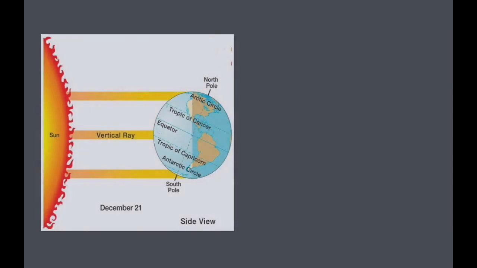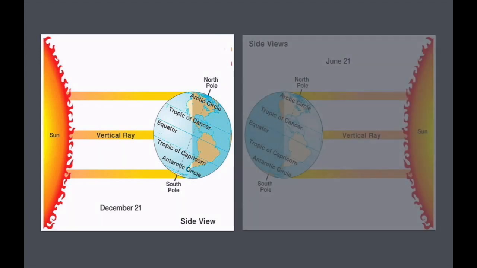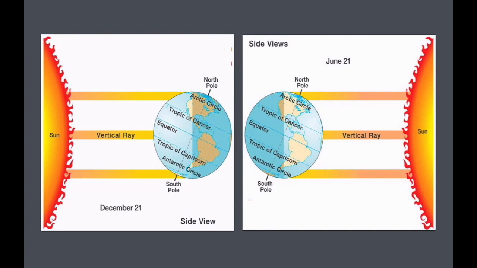So on December 21st, the northern hemisphere receives indirect rays, lower angled sun rays. On June 21st, the northern hemisphere receives more direct rays, which are higher in value. So that's the factor that really controls the intensity of sunlight that we receive.